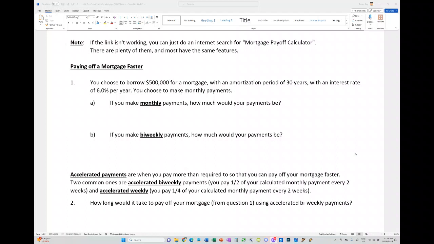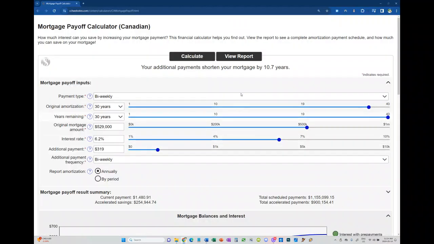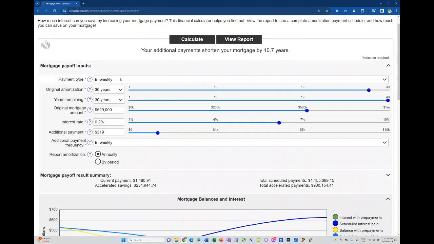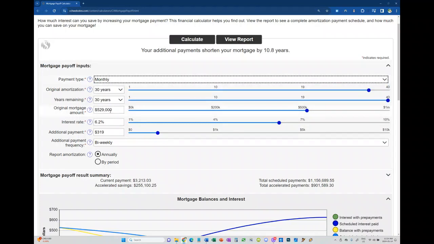So for question one here, let's just try this and see what happens. We're going to borrow $500,000 for a mortgage with an amortization period of 30 years, which is pretty much our default. The interest rate we'll use is 6%, and you can choose to make monthly payments. So what we're going to do is just switch over to this, and we'll set this up so that we can make payments, basically set up the information we have. So we're going to do the payment type here as monthly. We're making monthly payments. We're doing that over 30 years.